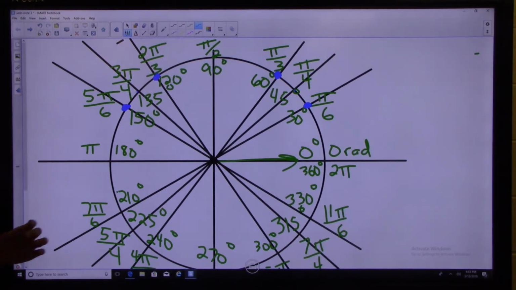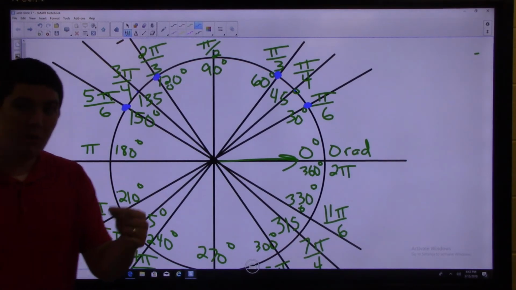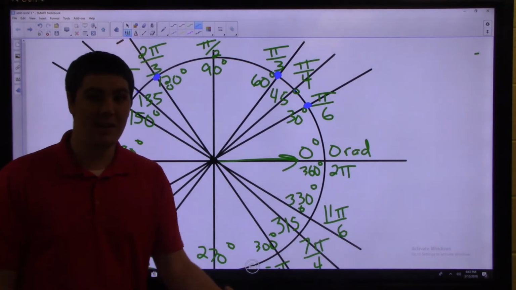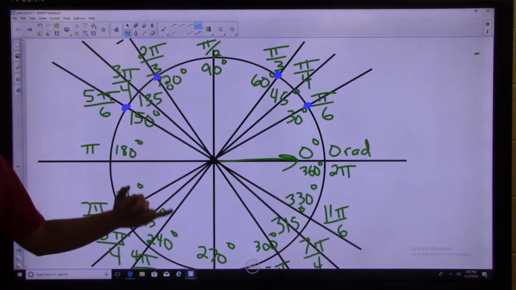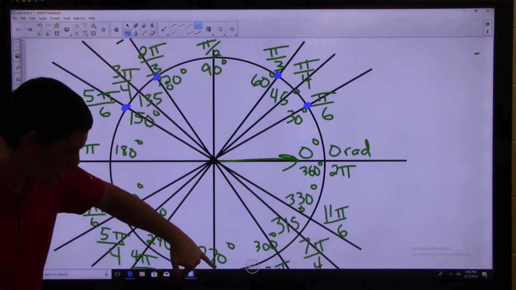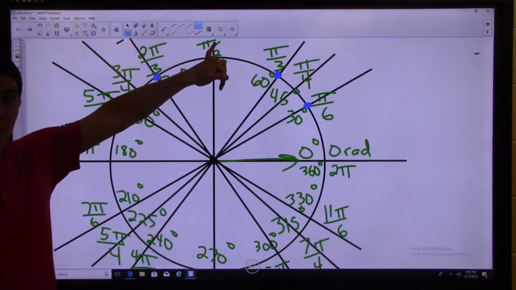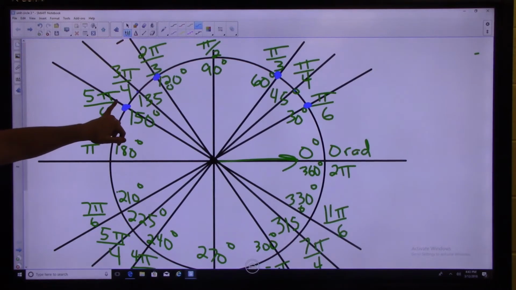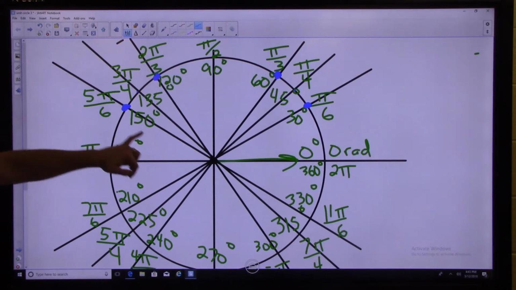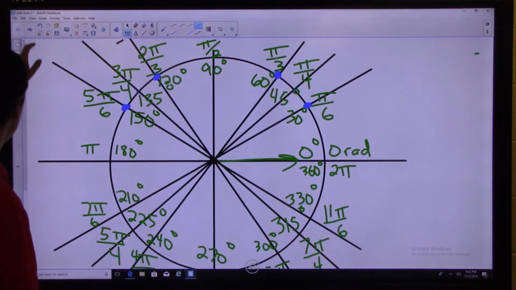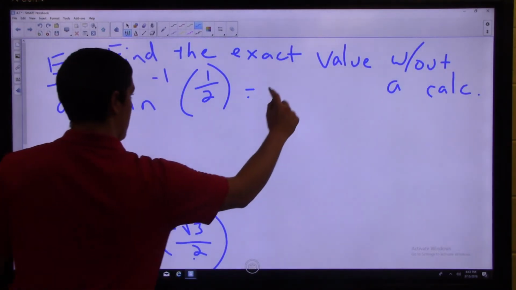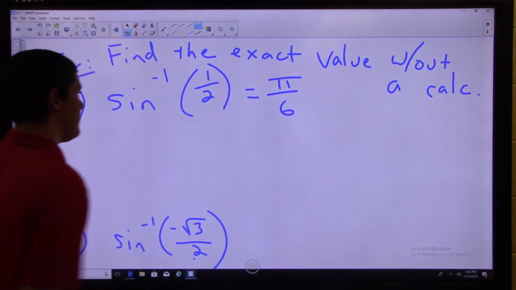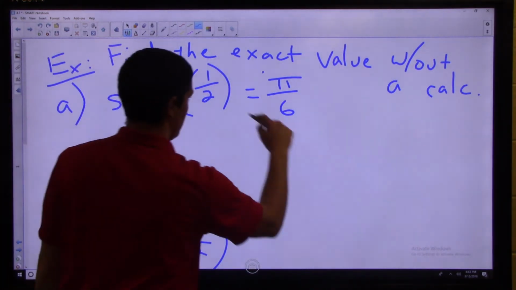But we only want one answer here. That's why we limited the domain of the sine function. So which one of these should we choose? Which one of these is between -pi/2, which would be down here, and pi/2? Hopefully you threw out this answer. 5pi/6 isn't the one we're going to choose. Pi/6 is the one we're going to choose. So the answer here is pi/6. That is our answer.